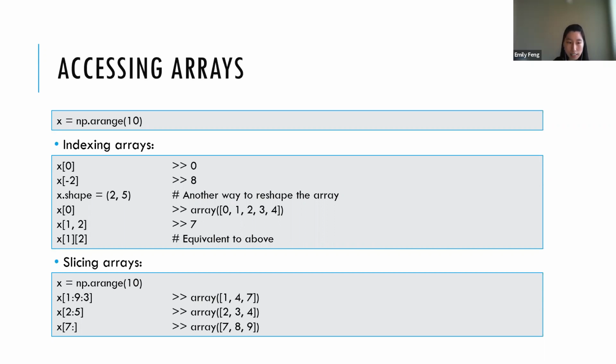And lastly, you can also specify only 1 index with the colon. So here I have 7 colon, which means I will get the array starting from index 7 all the way till the end of the array. Or if I do colon first and then 7, then I will get the start of the array all the way up to index 7, but not including index 7.